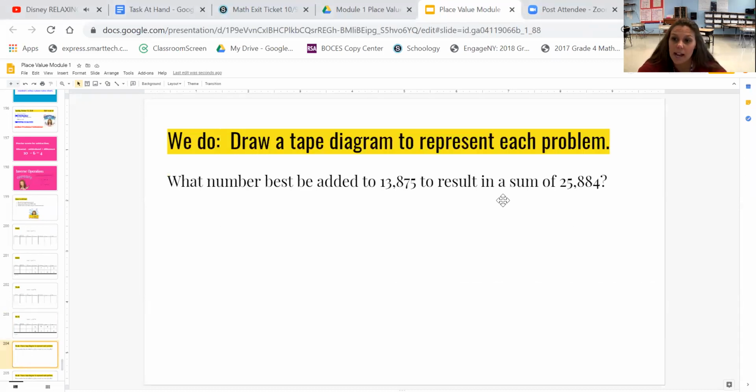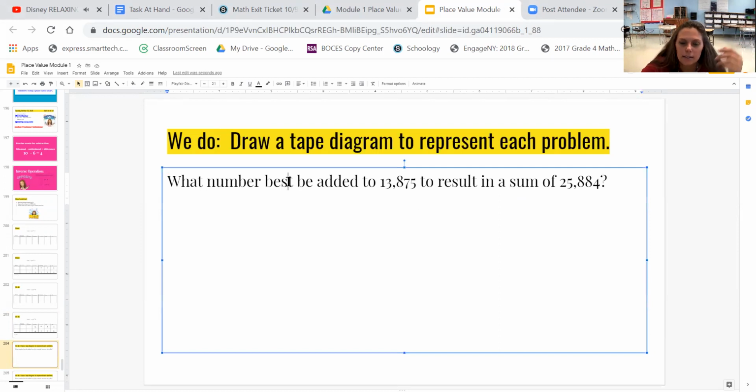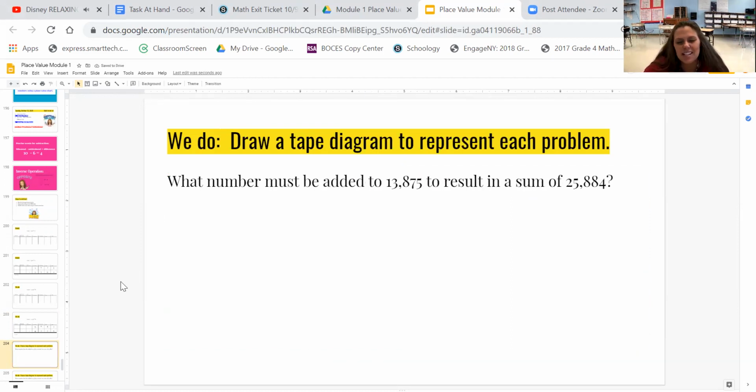So we're going to do tape diagrams, which I think I told you guys that I love the tape diagram because it kind of makes your brain stop and think it out. So what number must be added to 13,875 to result in a sum of 25,884.